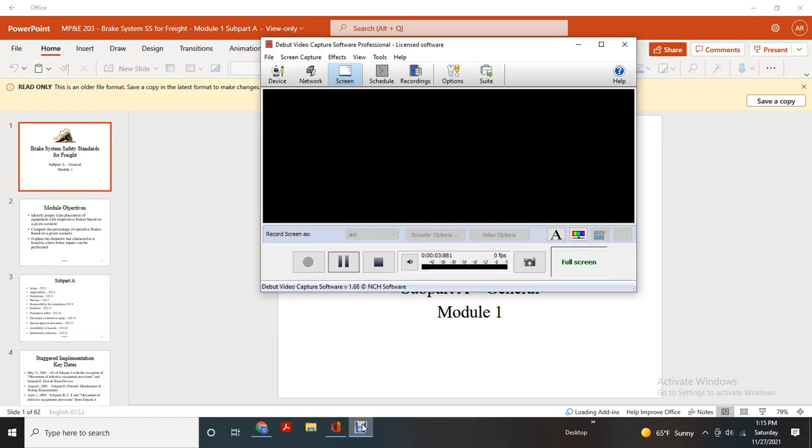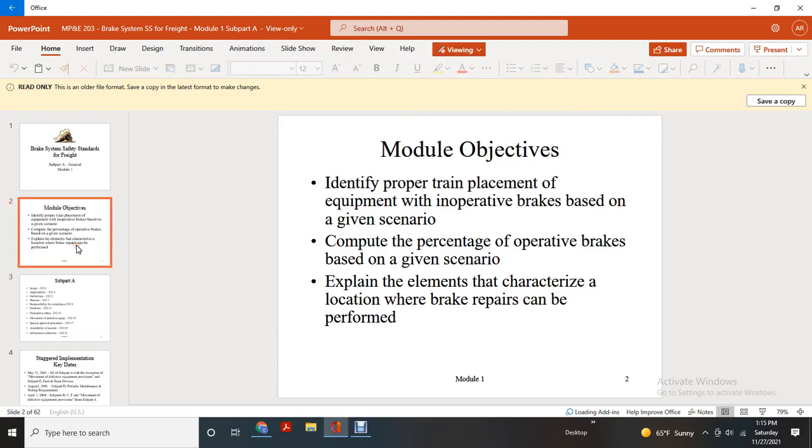Alright, brake system safety standards, 49 CFR Part 232, Subpart A, General, Module 1. Module objectives: identify proper train placement of equipment with an operative brake. Given a scenario, determine whether a car can be used when it has an inoperative brake. And given a scenario, explain the elements of the location characterized when brake repairs can be performed.